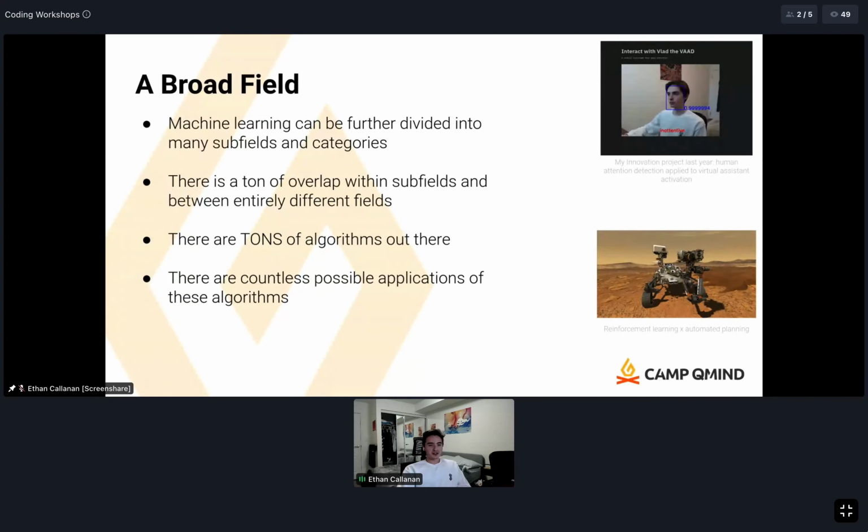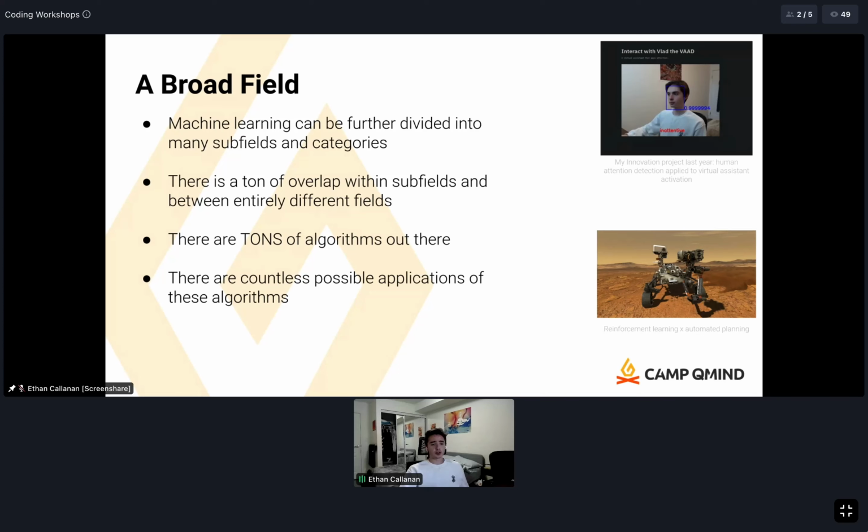Machine learning is a very broad field. There are so many different specific divisions, subfields, and categories of machine learning. As an example, just within QMind, we have different nodes for computer vision, NLP, healthcare, generative algorithms, and so much more. As an example, I have at the top right here my project from last year, which was using computer vision for human attention detection, and then applying that to virtual assistant activation. There are so many different things you can do with a machine learning algorithm.